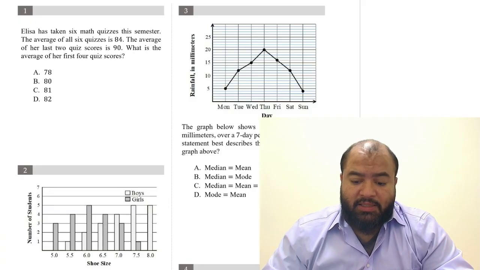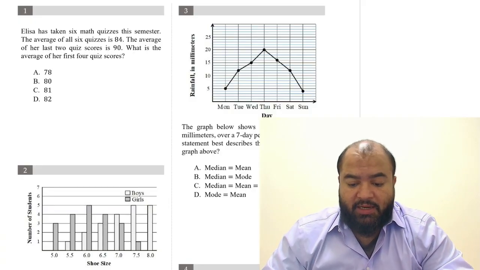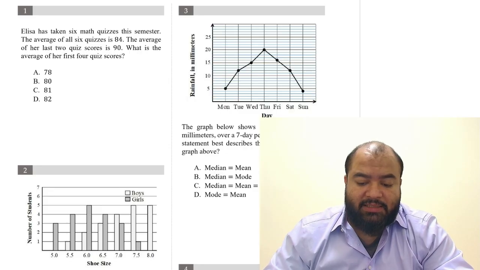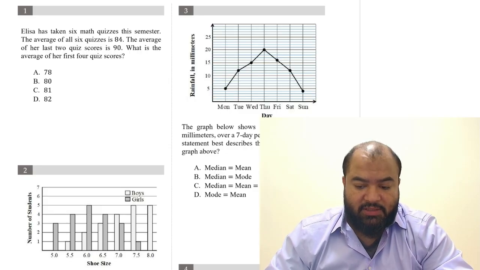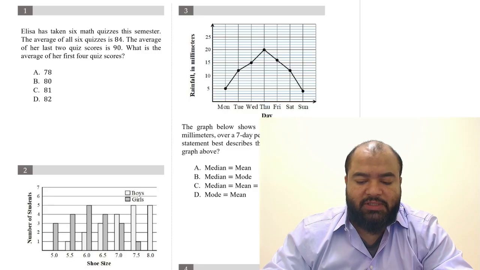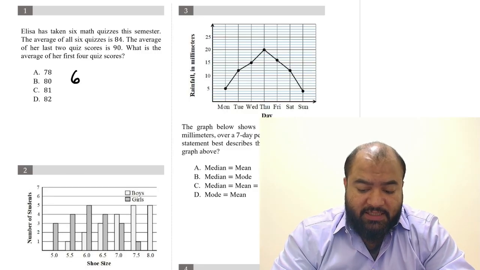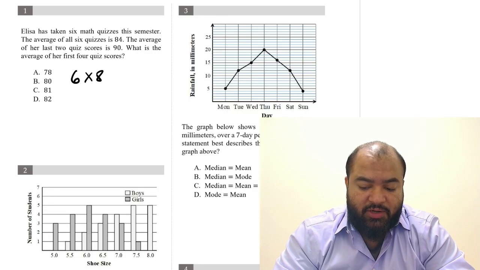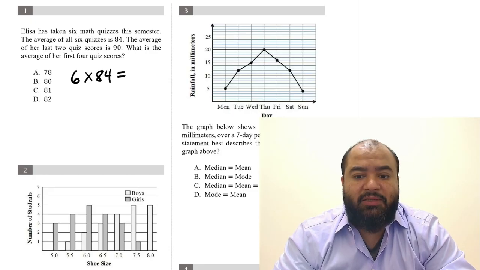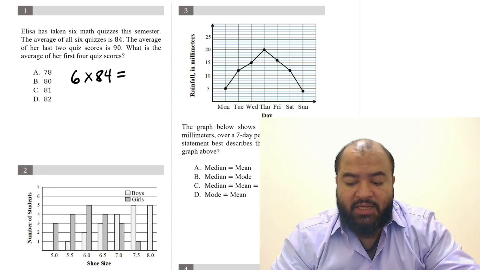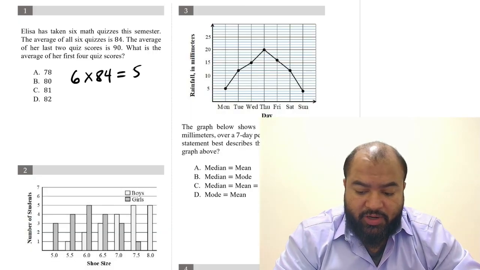Number 1, guys, part 2 for the data analysis. Now, Elisa has taken 6 math quizzes this semester. The average of all quizzes is 84. So if it's 6 quizzes and the average is 84, you can always multiply them to find the total sum. So 6 times 84 is 504.